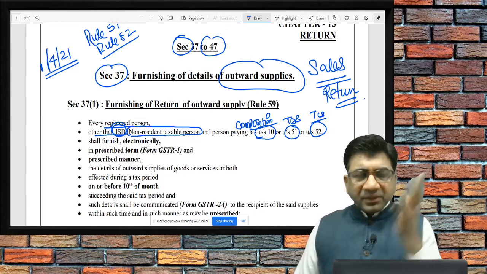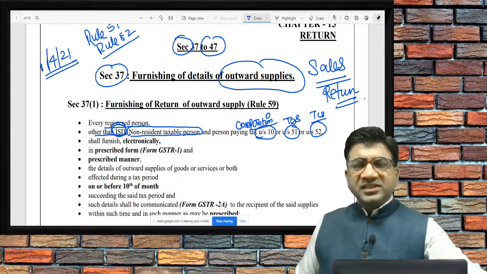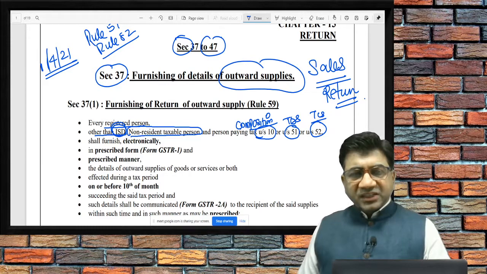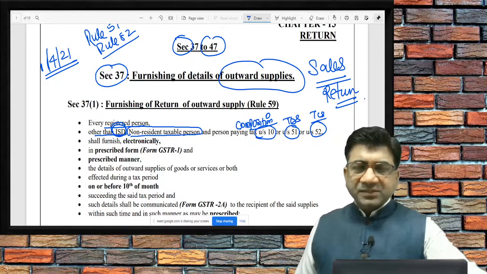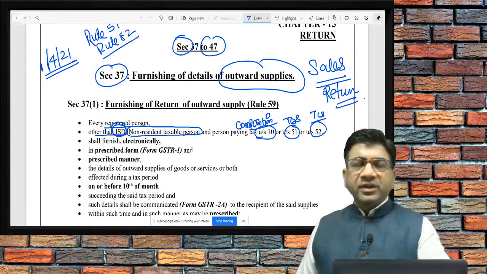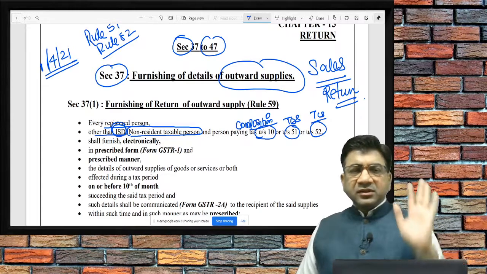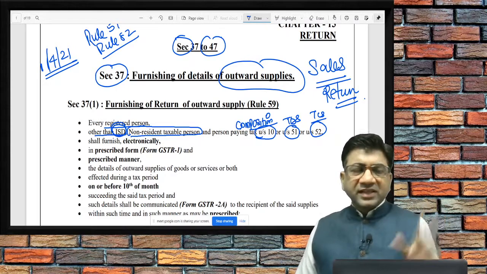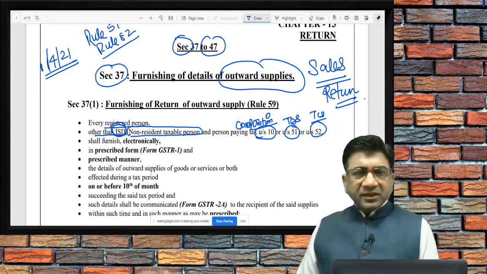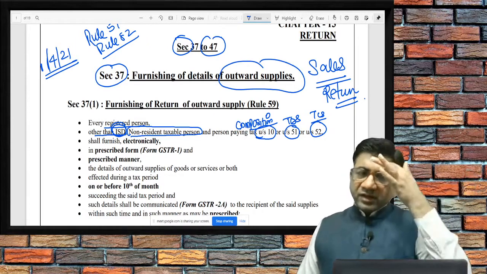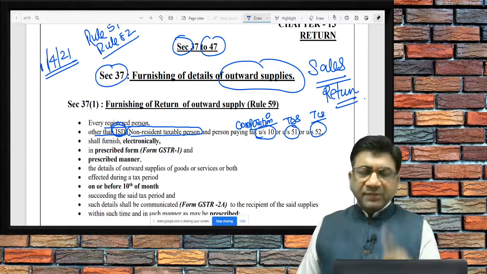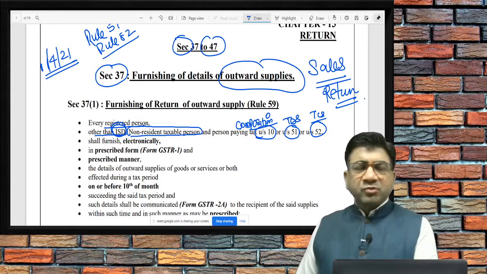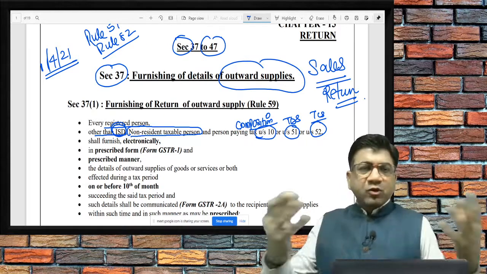Is a CTP, casual taxable person, liable to file return under section 37(1)? My question is this. Yes, he's liable, because he is not expressly stopped here. So a casual taxable person will file GSTR1, that is his sales return. But an NRTP, a non-resident coming from a foreign country to sell goods in India on a temporary basis, will not file GSTR1. A CTP will file. So in examination, this kind of small question comes, and we try to learn very big complex things.